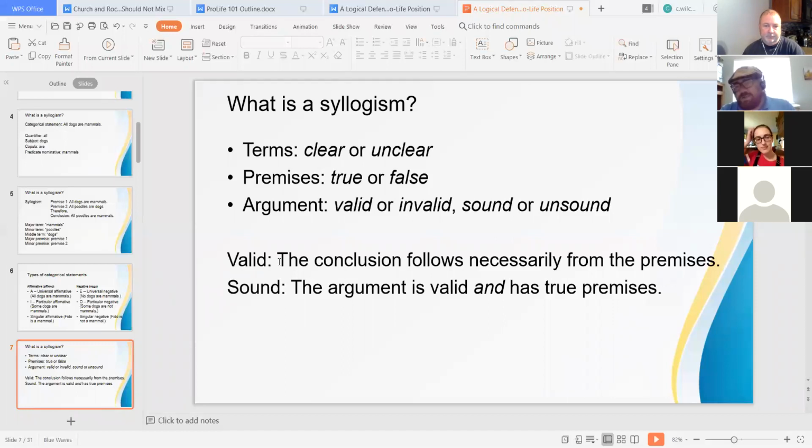It cannot be clear or unclear or true or false. So these terms are all reserved for the terms, the premises, and the argument, like it shows up here on the PowerPoint.